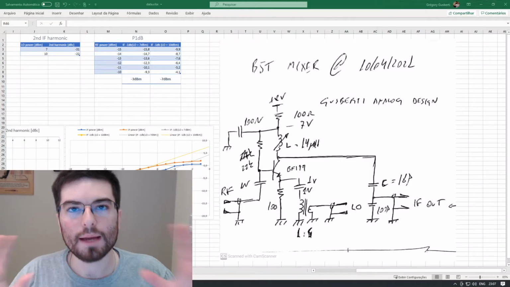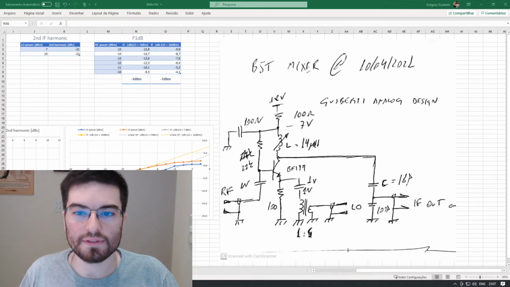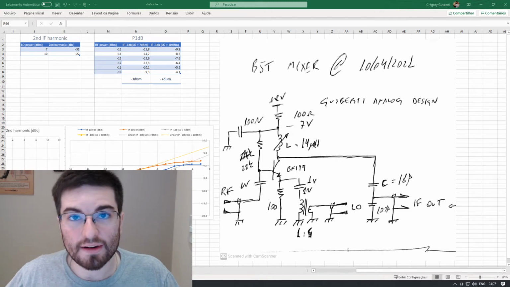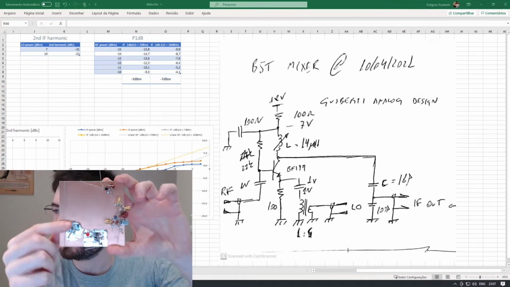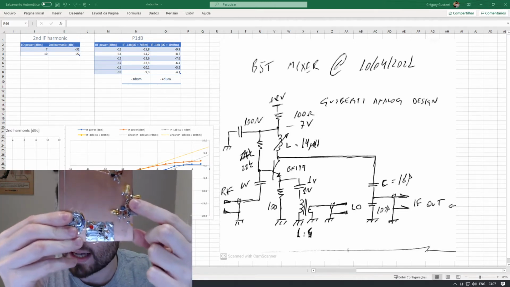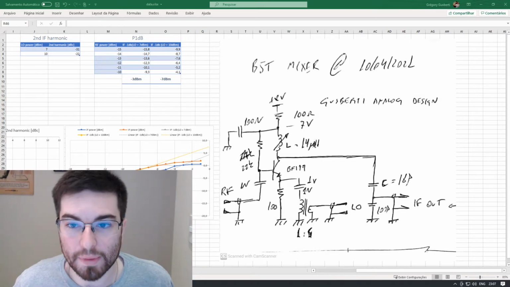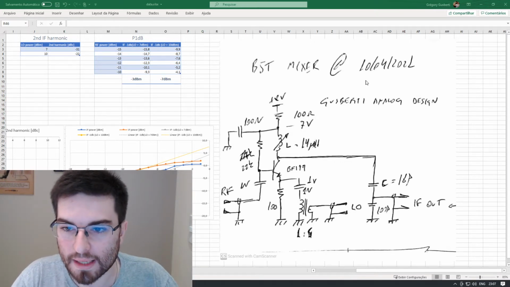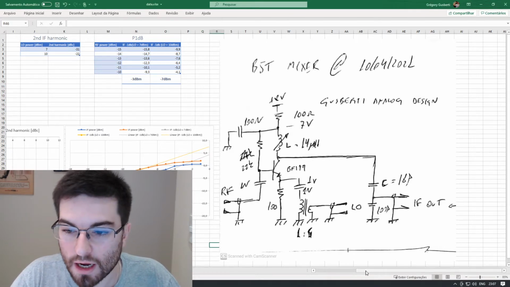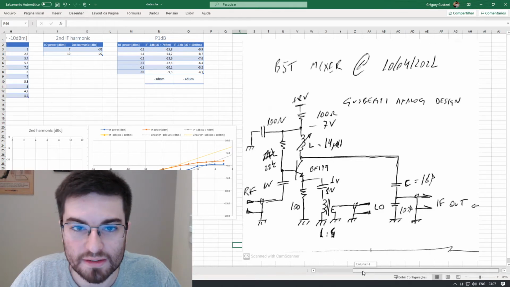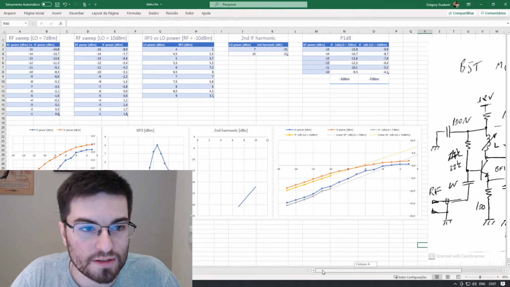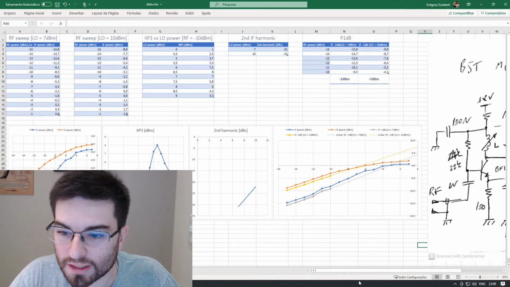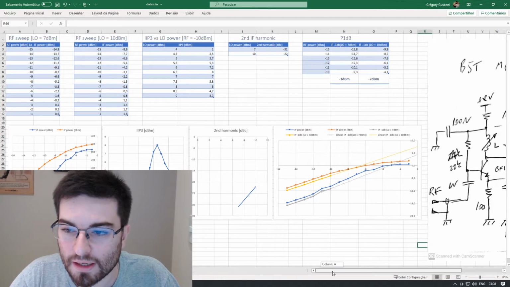I'm Gregory, and today we're gonna take a look at some data I got characterizing this little mixer here. It is an active mixer with a BJT transistor. We have here the schematic, and I assembled this mixer to test and to see how the mixer works and how the performance of the mixer is with different input powers. And here we're gonna see how the 1 dB compression point works, the third order intercept, and how to measure it.